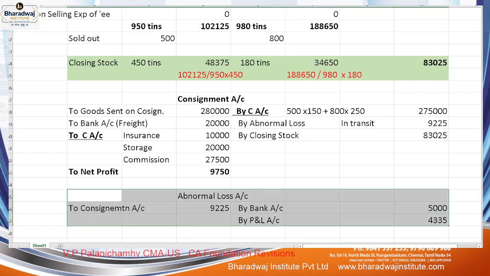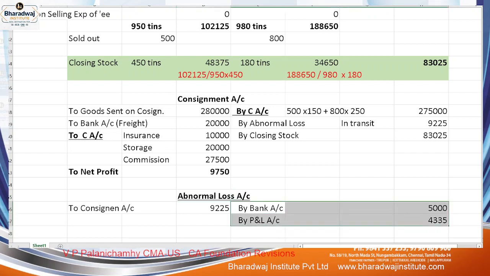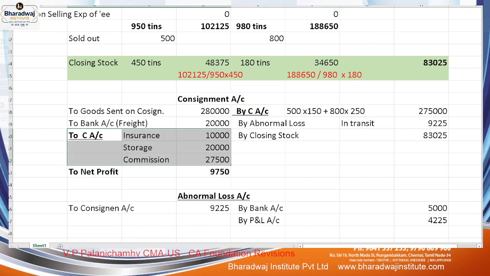Abnormal loss account was not asked in this question. Suppose they had asked, the recovery would be recorded in the abnormal loss. This 5,000 the transporter paid is not consignment revenue. That is against your abnormal loss. Last, 9225 is the loss, and the transporter has paid this much. Balance will go to P&L account 4225. If a T account was asked, this will come in the debit side to consignment. This will come in credit side by consignment, and balancing forward would have been by bank or cash.